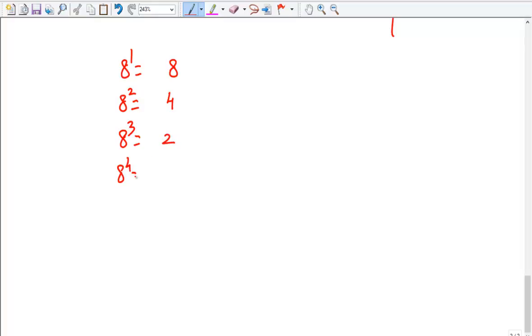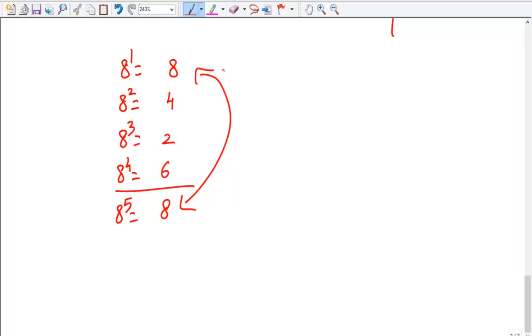Now 8 power 4 is 8 into the previous term's unit digit, that is 2. 8 into 2 is 16, that is 6. 8 power 5 is the previous term's unit digit, 6 into 8, that is 48, that is 8. Now we have got the first term again.